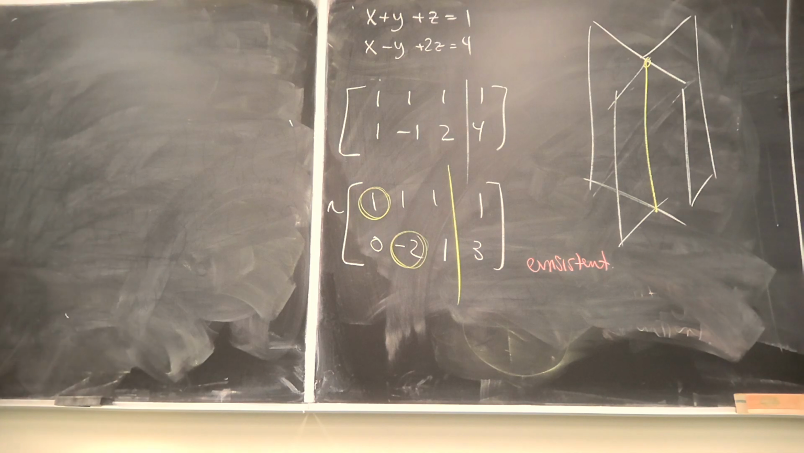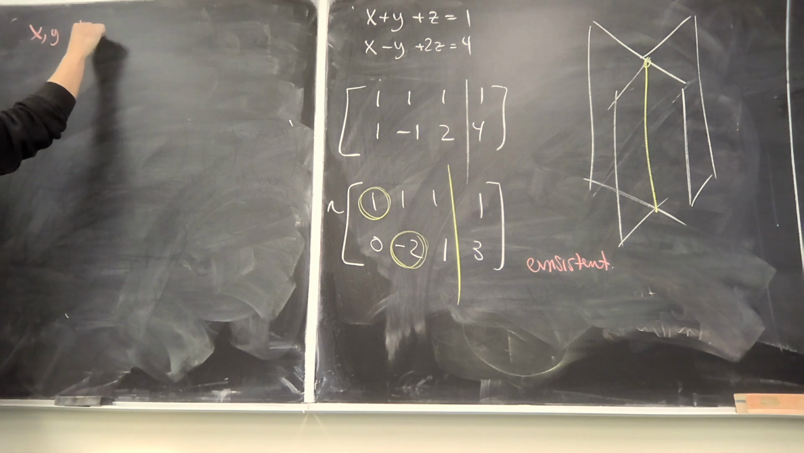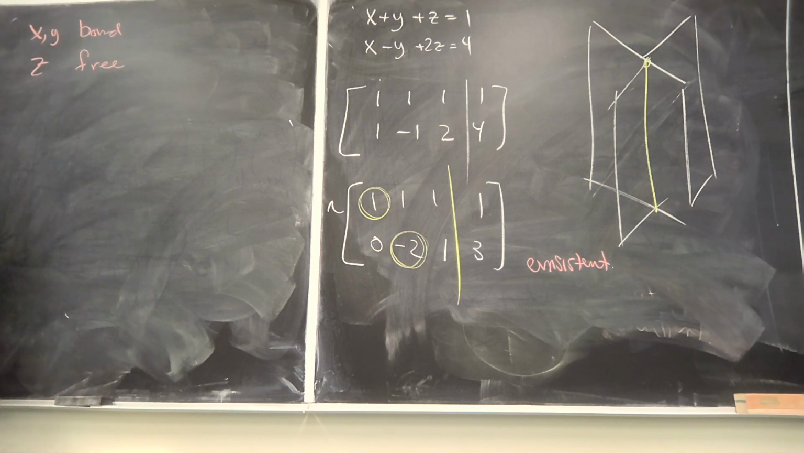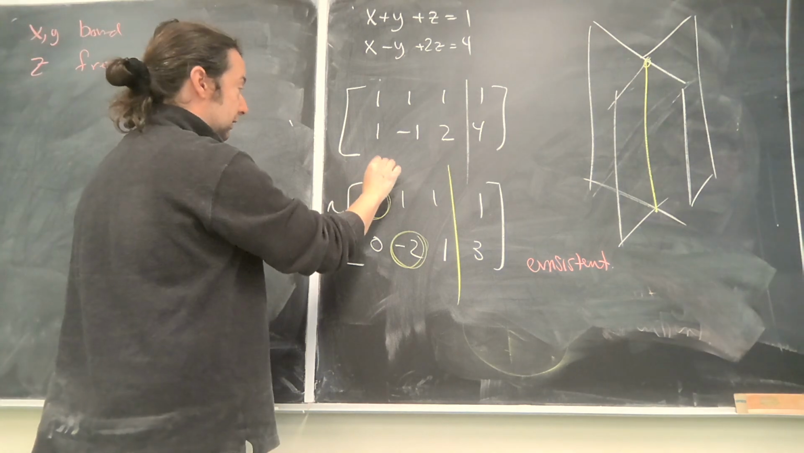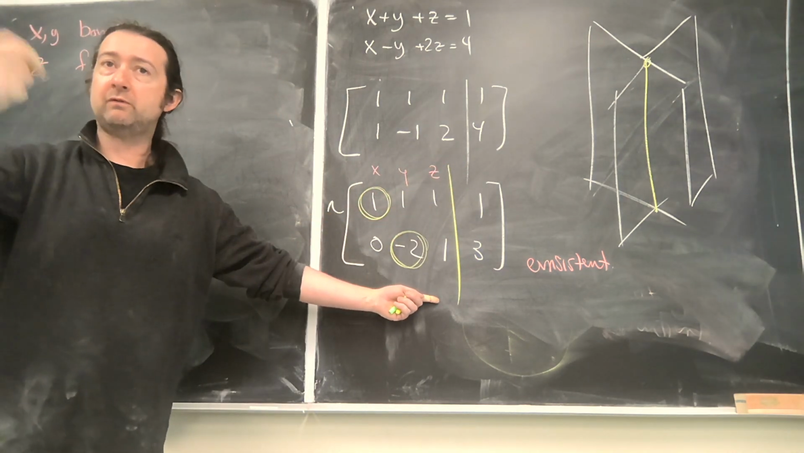Which of the variables are bound and which ones are free? X and Y are bound variables, Z is a free variable. Z is free because if this is the X, Y, and Z column, Z does not have a pivot, which means that's going to be my free choice.